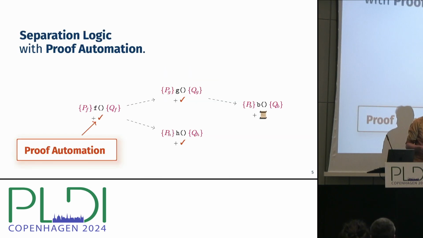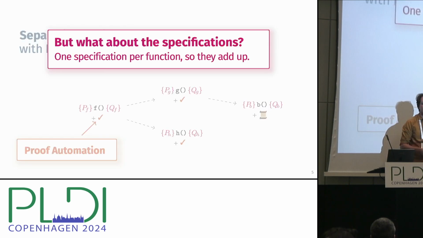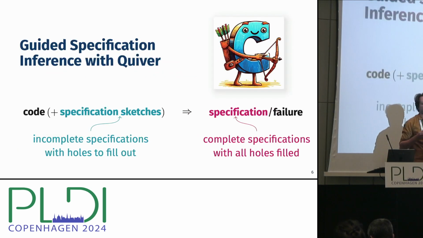And with proof automation, the picture looks like this. In many cases, you can replace the proofs by just checks with the tool. But what about the specifications? In such a compositional verification, you need to provide one specification per function. These specifications can themselves actually be quite large, and so at the end of the day, they also add up. And that's what we want to look at with Quiver.